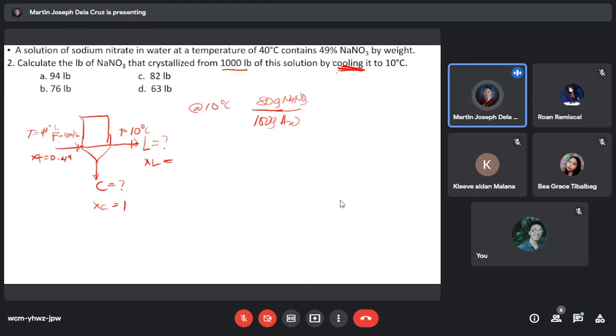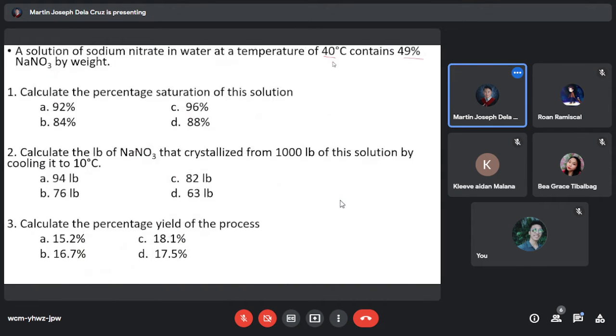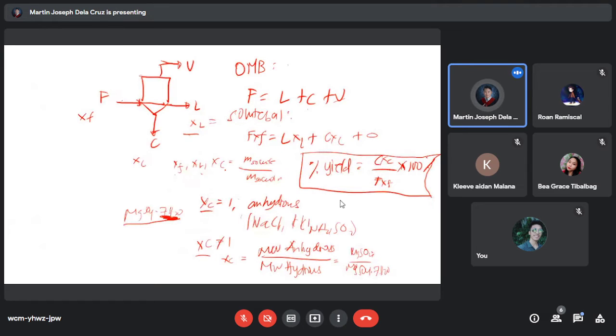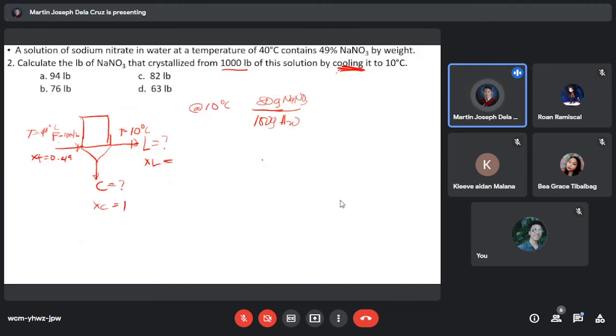But take note class, na sinabi ko kanina, in here, XF, XL, XC should be mass solute over mass solution. So how do we get your XL now? So it will be 80 grams over 100 plus 80. Right? Para maging solution siya. So this is NaNO3. This is solution. Right? So, 80 grams, always pag kinuha yung XL, 80 over 100 plus 80. So, kung 40 grams naman yung nakuha nyo, 40 over 100 plus 40. Mga ganun. So, complete na yung data natin.